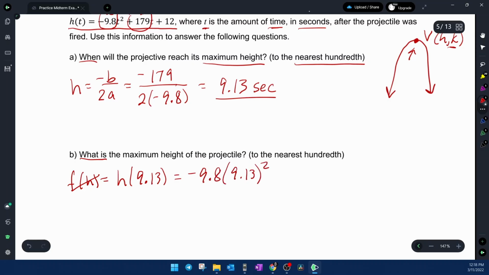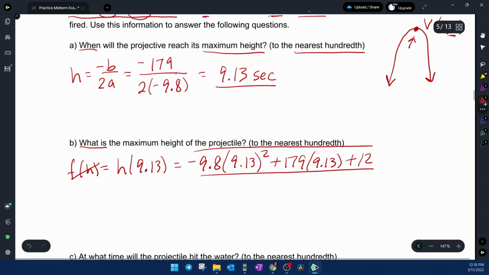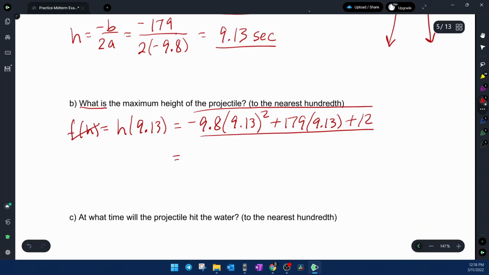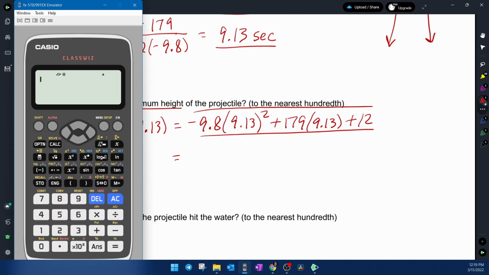And then plugging into our function, negative 9.8 times 9.13 squared plus 179 times 9.13 plus 12. And then if we input all of that into the calculator all at one time, we're going to have the maximum height of the projectile. So here we go. Plugging that in, we're going to have negative 9.8 times 9.13 squared plus 179 times 9.13 plus 12.